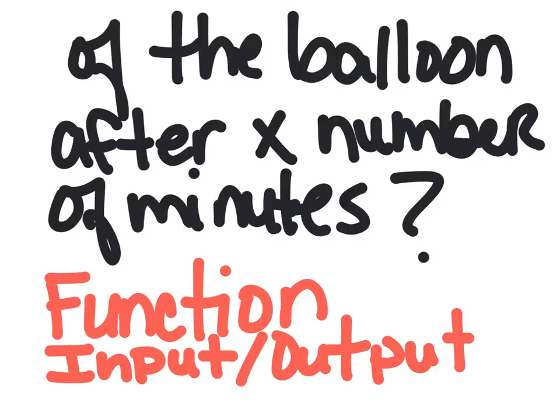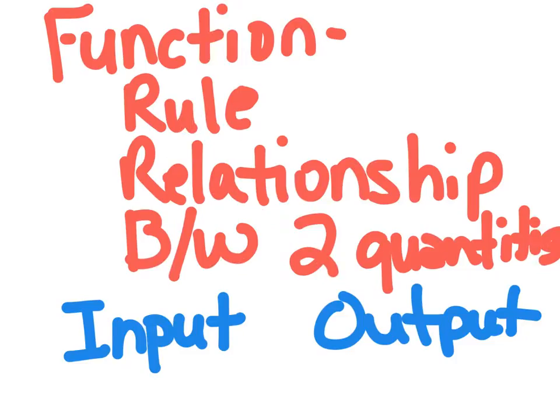And for that, we have three new words: function, input, and output. A function is a rule that establishes a relationship between two quantities. There's an input and an output, and for each input, there is exactly one output. Now we can look at how you would turn a function into an input-output table.